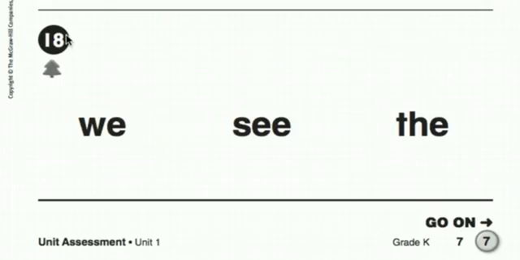Number 18 is at the bottom of your paper. Look for the tree. Look at the three words. Find the word we. Draw a circle around the word we. When you are done, you want to peel the page back to find the next question.